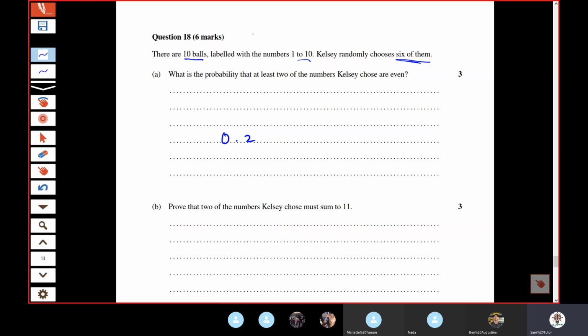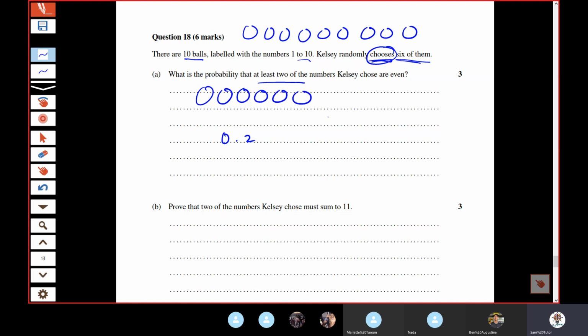All right, how do we do this? Let's work this out. There are 10 balls, numbered 1 to 10. Kelsey randomly chooses 6 of them. What is the probability that at least 2 of the numbers Kelsey chose are even? At least 2. So we've got to go.